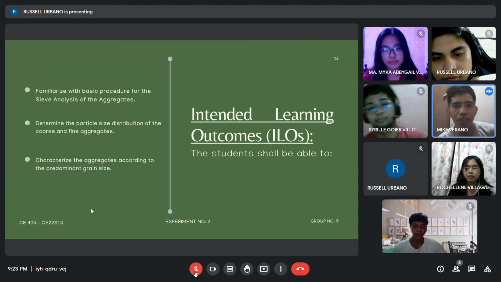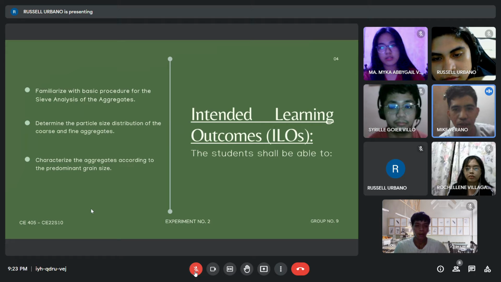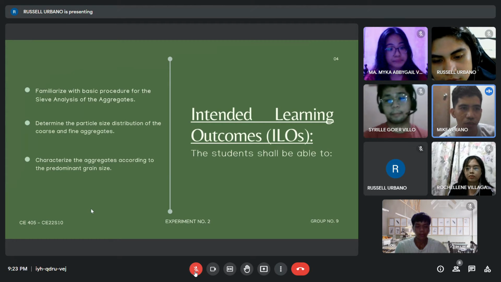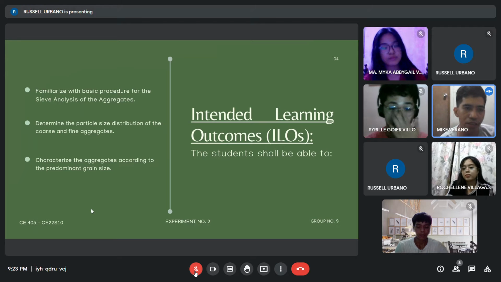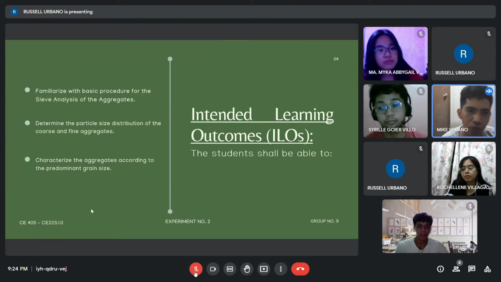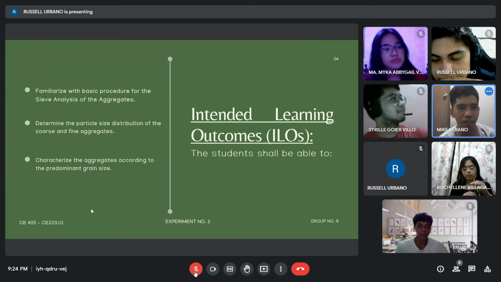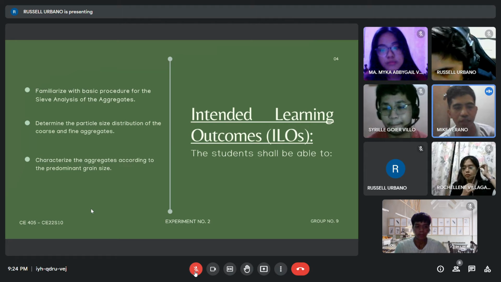Intended learning outcome. The student shall be able to, first, familiarize with the basic procedure for the sieve analysis of aggregates. Second, determine the particle size distribution of the coarse and fine aggregates. Third, characterize the aggregate according to the predominant grain size.